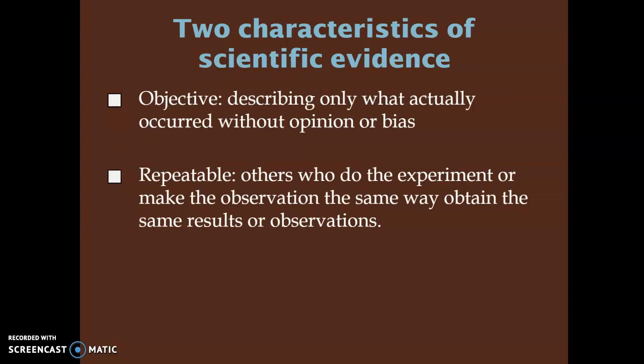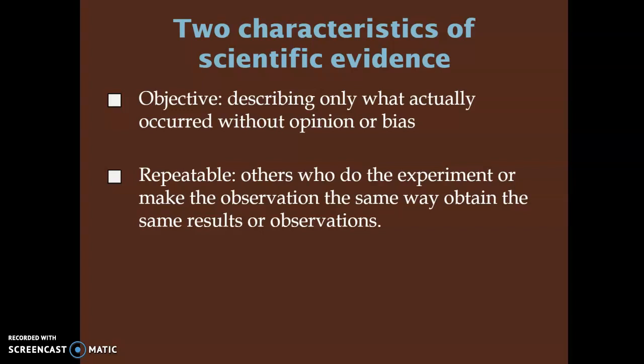Now, remember that there are two characteristics of scientific evidence that you're striving for in your experiments. Number one, it has to be objective, which basically means that you can only describe exactly what happened in your experiment. Please do not fudge your data in order to support your hypothesis. That is not good science. That's being unethical and dishonest. You need to report exactly what happened, whether it proves you right or it proves you wrong, because other people could learn from that later on down the line.